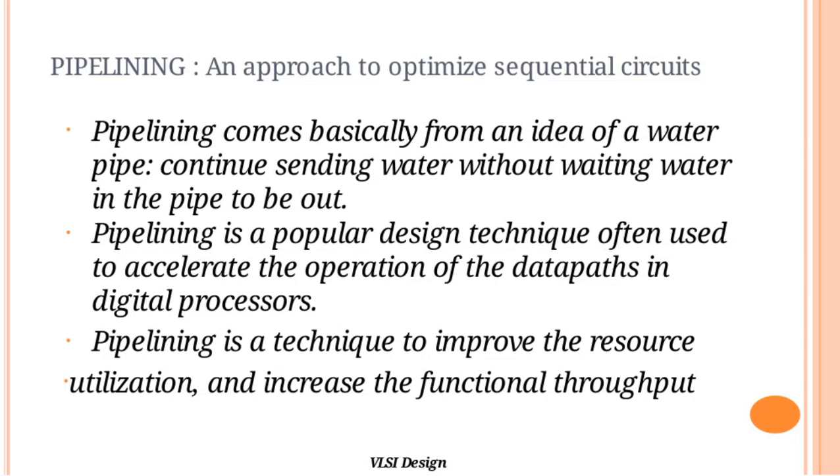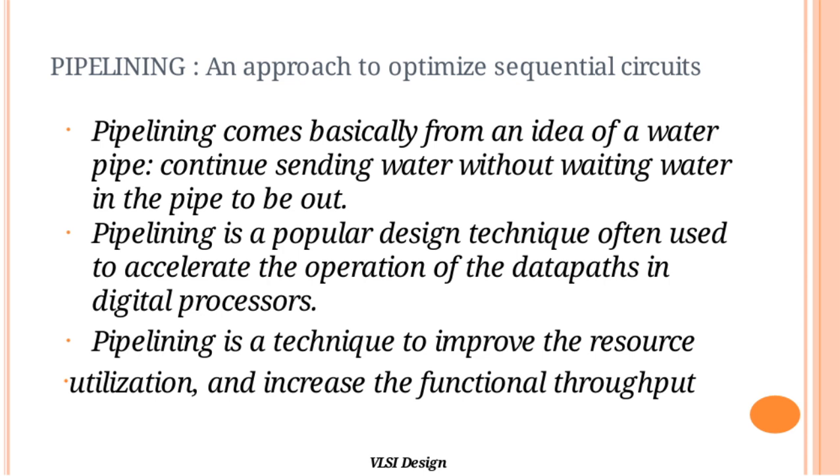Now, let's talk about pipelining in VLSI design. Pipelining is an approach used to optimize sequential circuits by overlapping different stages of processing, much like how water flows continuously through a pipe without waiting for the previous water to completely exit. This analogy helps us understand how pipelining keeps the data moving smoothly and efficiently through the circuit. It's a widely used technique because it accelerates the operation of data paths in digital processors.